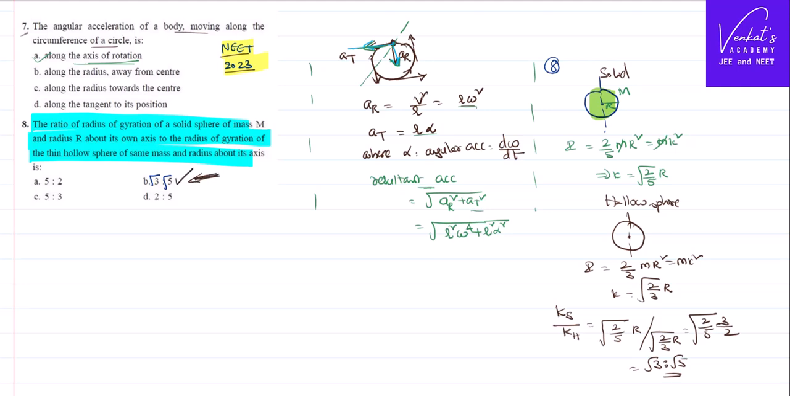I am not sure whether the options in the real original paper given in the examination have that root 3 and root 5. But it has to have root 3 and root 5, and then only it will be correct, right?